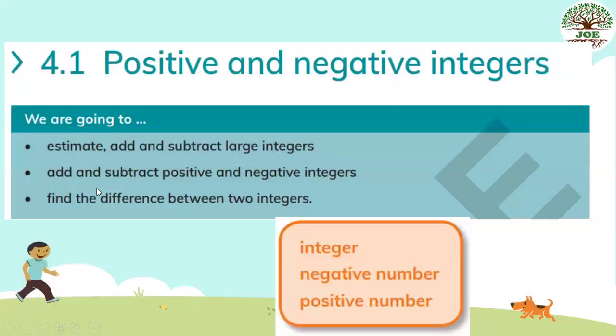And this is the start of Article 4.1, positive and negative integers. We are going to estimate, add and subtract large integers, add and subtract positive and negative integers, and find the difference between two integers. Keywords are integer, negative number, positive number. First, we estimate, add and subtract large integers.